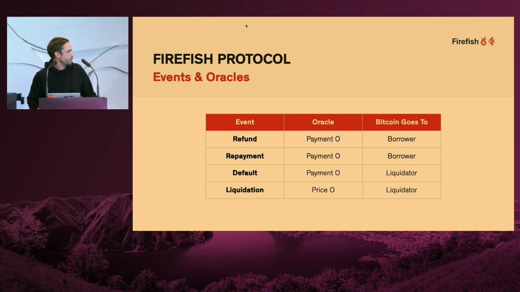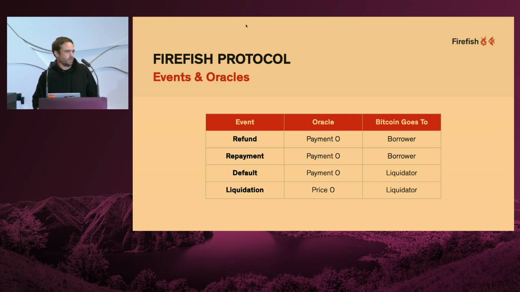Repayment is a state in which the borrower receives the funds, and at maturity they just repay their loan. The happy scenario, everybody is happy. So we just need payment data that triggers the Bitcoin being transferred back to the borrower. Default is an unhappy scenario, at least for the borrower. They, for some reason, didn't repay their loan, and we are again attesting by the payment data, and Bitcoin goes to the liquidator. And there is one more event, called liquidation.